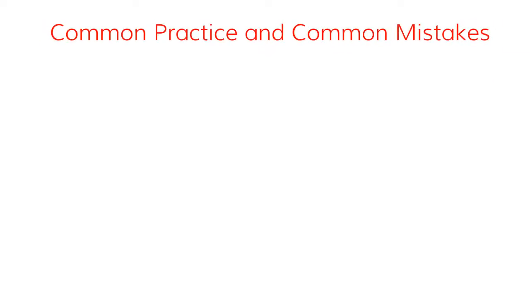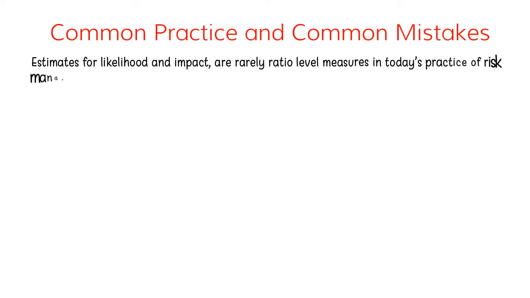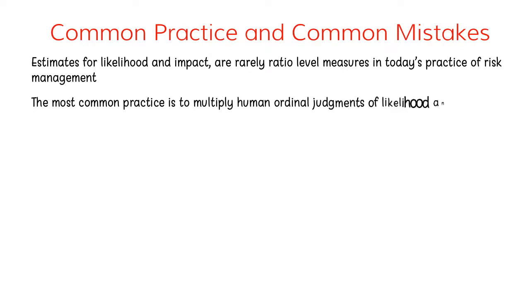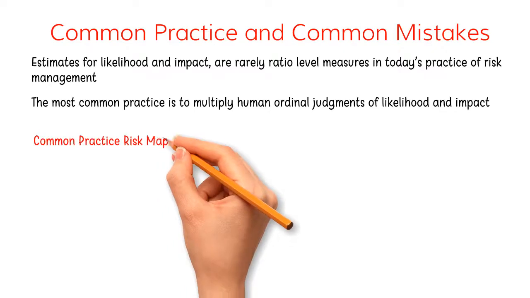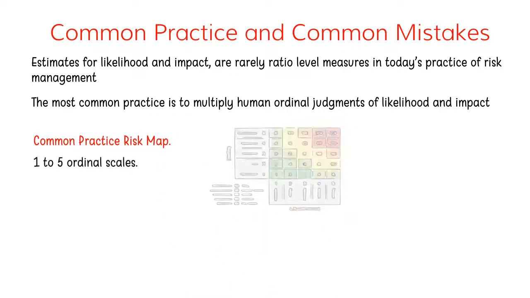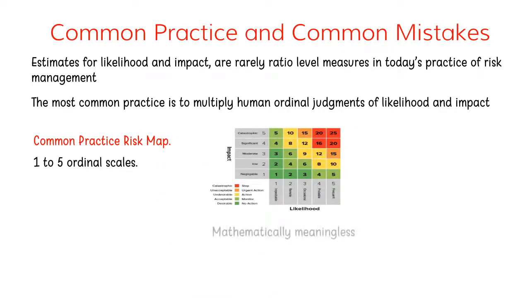Common practice and common mistakes. Estimates for likelihood and impact are rarely ratio-level measures in today's practice of risk management. The most common practice is to multiply human ordinal judgments of likelihood and impact. Common practice risk map. 1 to 5 ordinal scales. Mathematically meaningless.